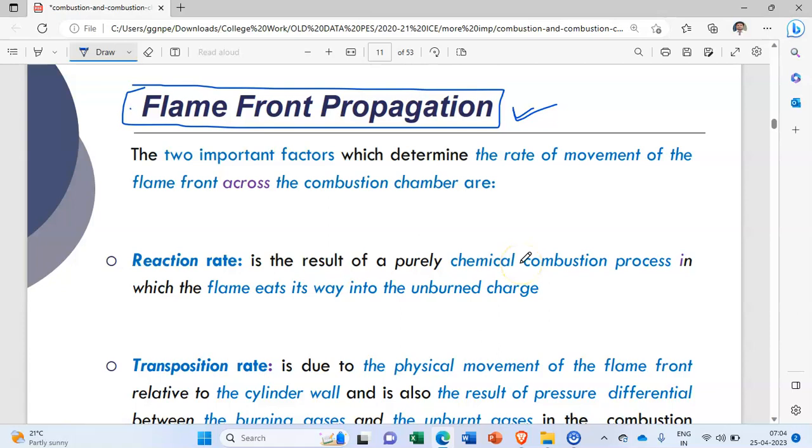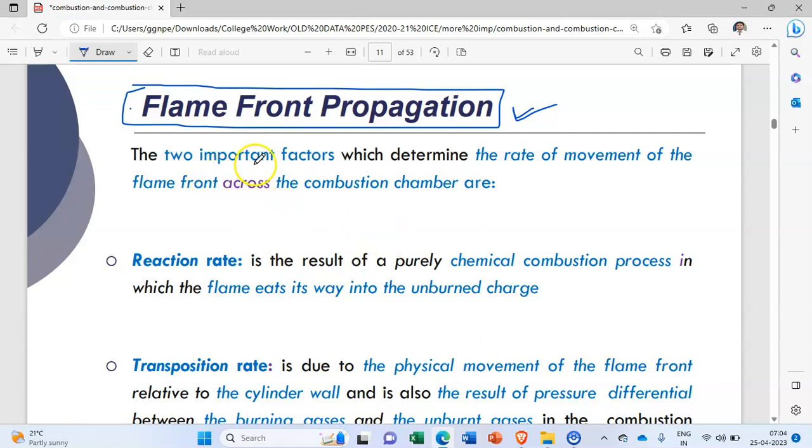Now today we will see what flame front propagation is and what the different parameters are that affect this flame front propagation. After that, we will see what knocking is, which takes place inside the combustion chamber in the SI engine. So let us start today's lecture. I hope you have seen the previous lecture that is uploaded on Google Classroom.